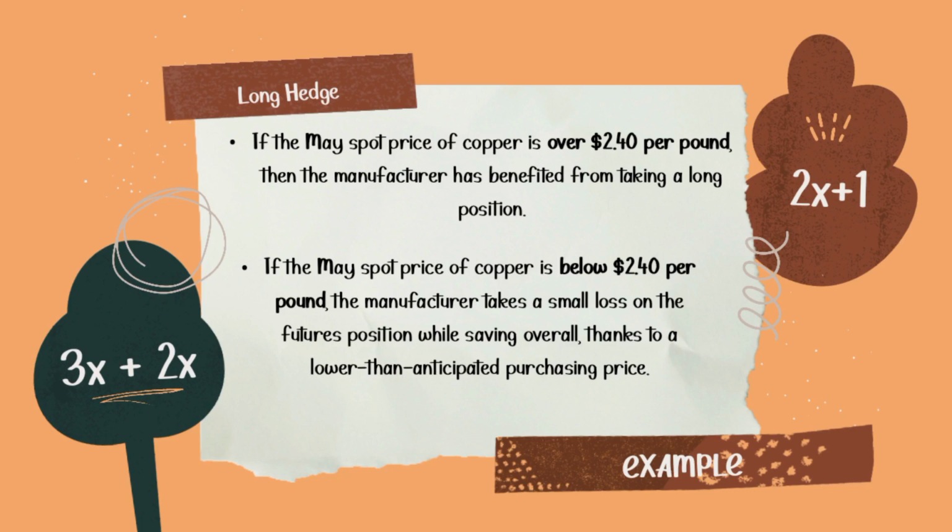So, another scenario, if the May spot price of copper is below $2.40 per pound, the manufacturer takes a small loss on the futures position while saving overall thanks to a lower than anticipated purchasing price.